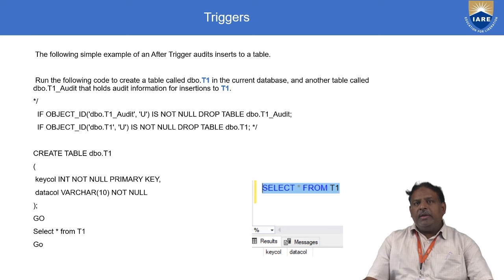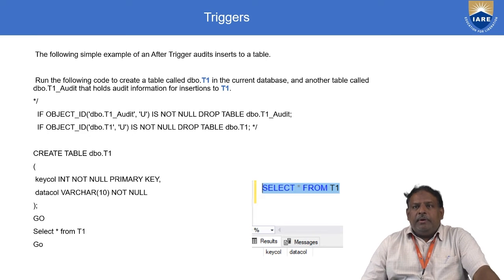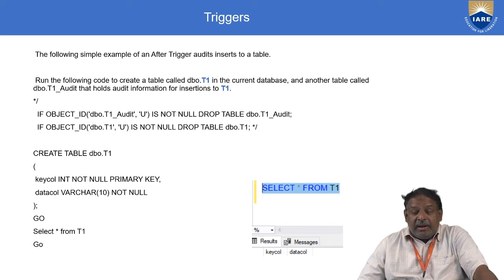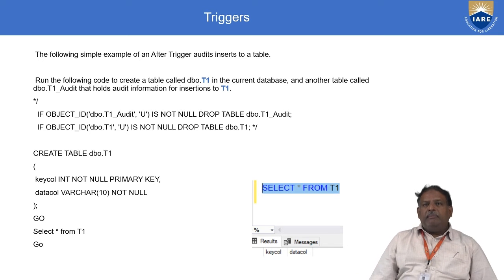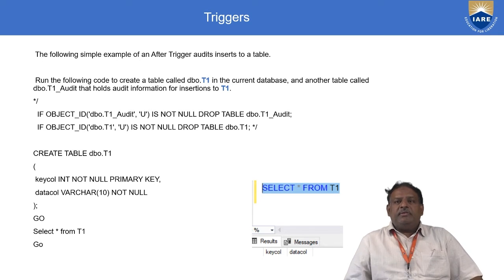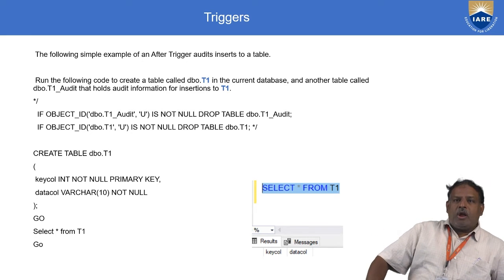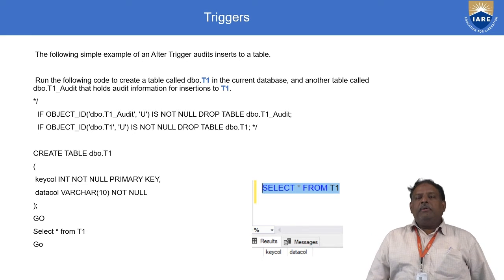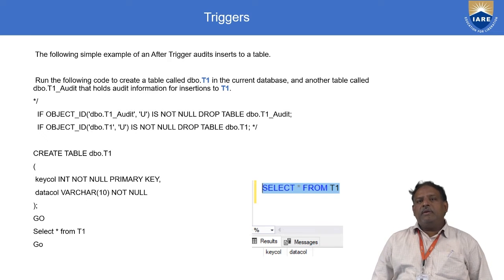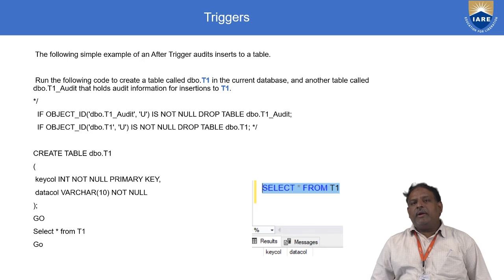Here I have a table called T1, and one more table called T1_audit. The T1_audit table will contain the audit of what is happening with the table T1. First I'll make sure the tables do not exist. So I'm saying if T1_audit exists, drop it. In the same way, if table T1 exists, drop the table T1.